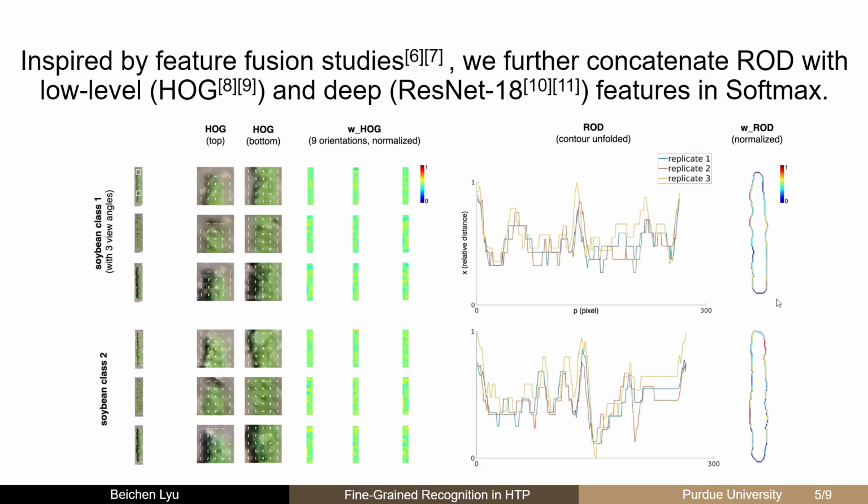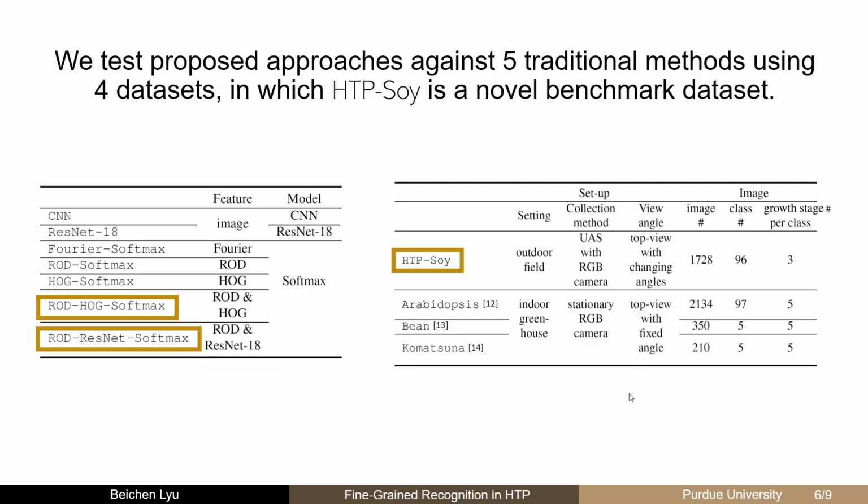The feature fusion strategy mentioned in the previous slide is summarized into two approaches: ROD HOG softmax and ROD ResNet softmax, as in the left table. They are compared against 5 traditional approaches, and they are tested on 4 datasets.